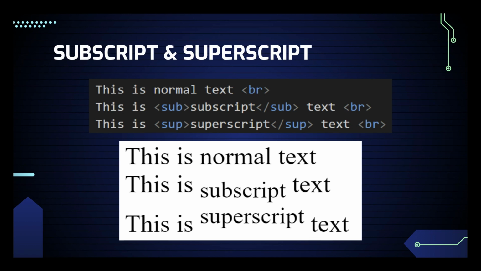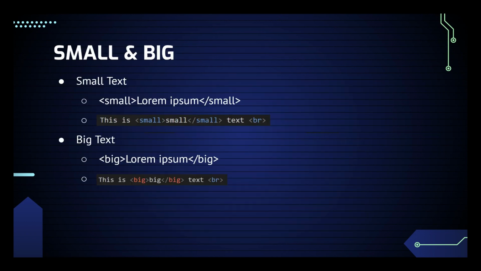Now, these could be used for math or a bunch of other things, which is why the subscript and superscript tags are important to know. Pretty straightforward, just SUB and SUP. And we have our small and big tags. Again, very simple. The word small, whatever we want to make small, followed by a closing tag. For the big tags, the word big, whatever we want to make big, followed by the closing big tag.